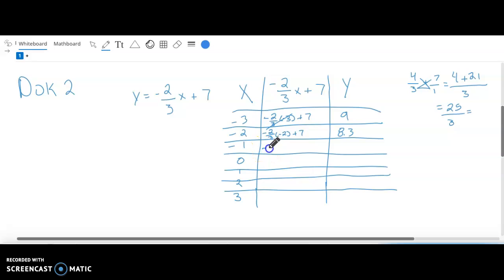All right, -2/3 times -1 plus 7. So that's -2 times -1, so that's a +2/3 plus 7. So that is 2/3 plus 7. So 2 times 1, that's 2, plus 3 times 7, that's 21, divided by 3, that's 23/3. And if you divide that out, that's 7.6. Remember, I'm just doing the numerator divided by the denominator to get the decimal.